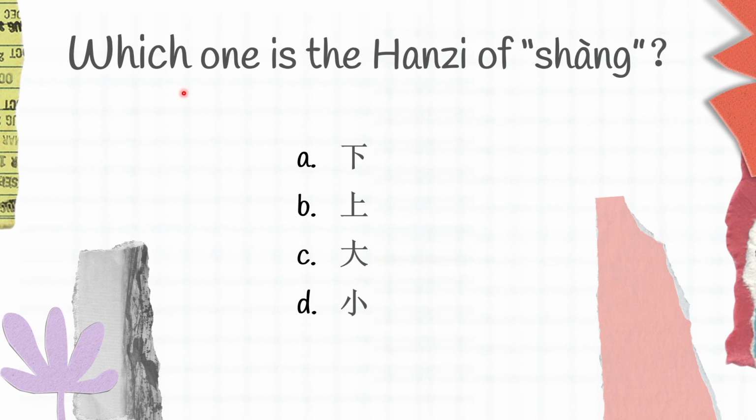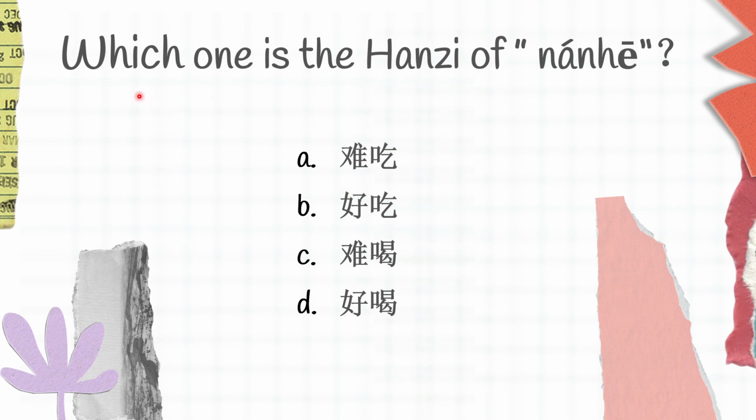The next one, which one is the Hanzi of Shang? Which one do you think is the right answer? Is it A, B, C, or D? A is Xia, B is Shang, C is Da, and D is Xiao. So B is the right answer for this question. Shang. The next question for today.